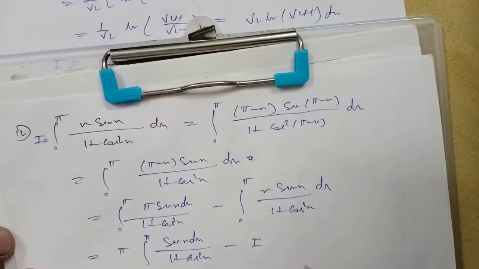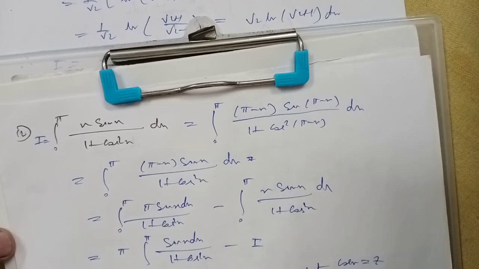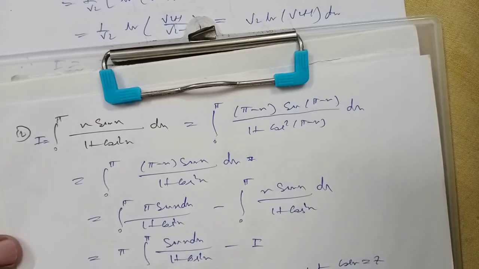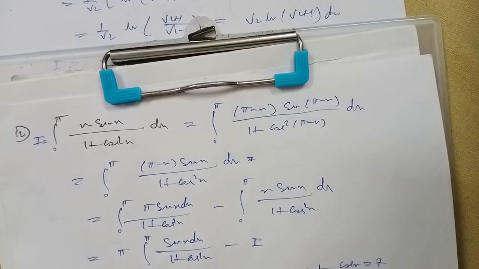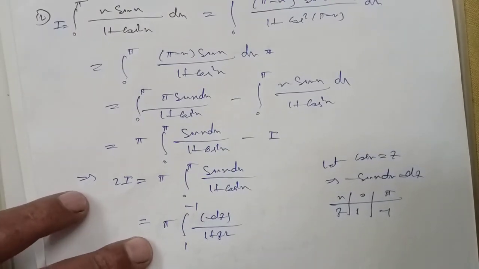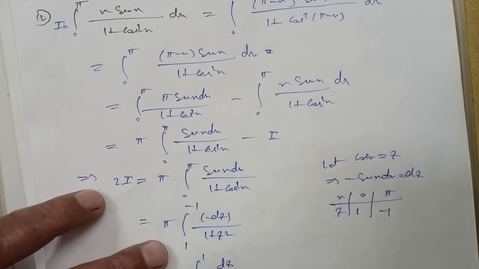Now put cos x equals to z. Let cos x equals to z, then you get minus sin x dx equals to dz. And you have to change the limit 0 to pi. If you put 0 here, you get 1. If you put pi here, you get minus 1. So the limit becomes 1 to minus 1. Sin x dx is minus dz by 1 plus z square. If we absorb this minus sign, we get pi integration minus 1 to 1 dz by 1 plus z square.